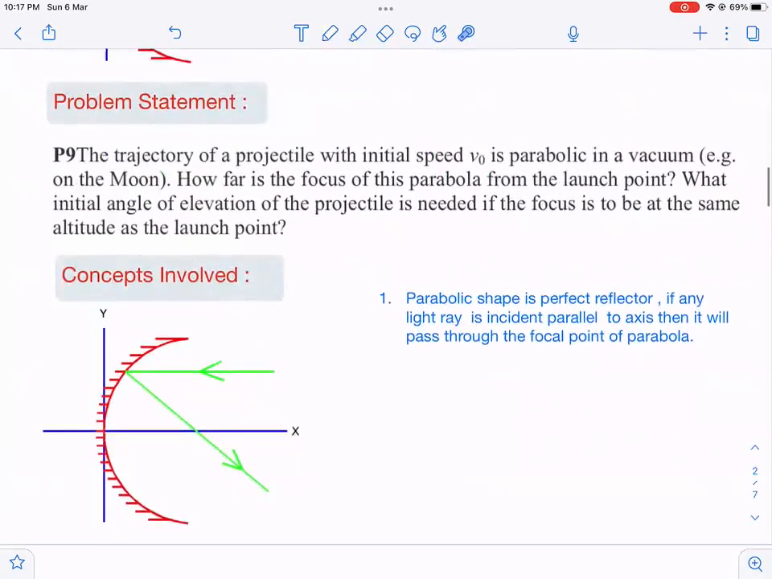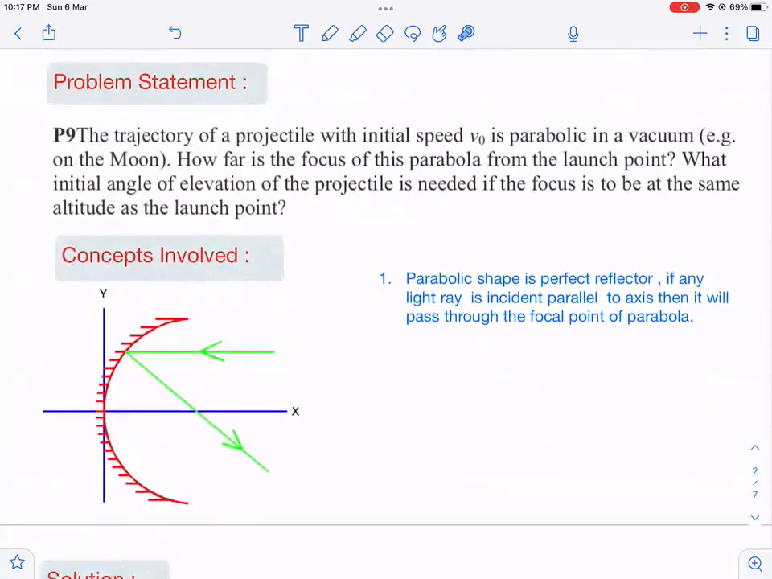So there's the problem statement. Problem statement is that the trajectory of a projectile with initial speed v0 is parabolic in a vacuum, right? On the moon, how far is the focus of this parabola from the launch point, right? So it looks like a maths question. So this question can come in maths and physics both, right?